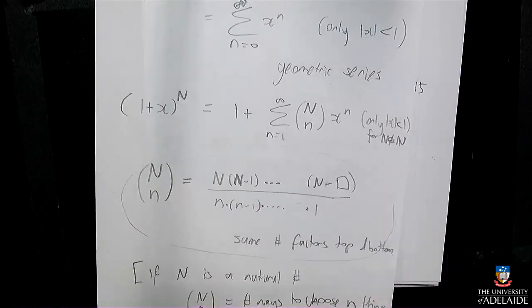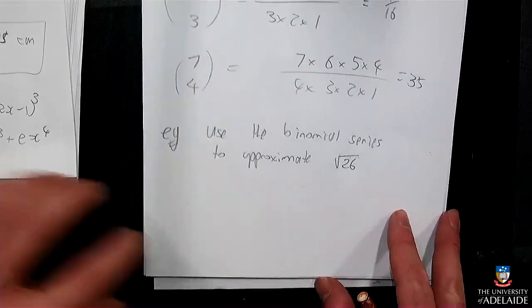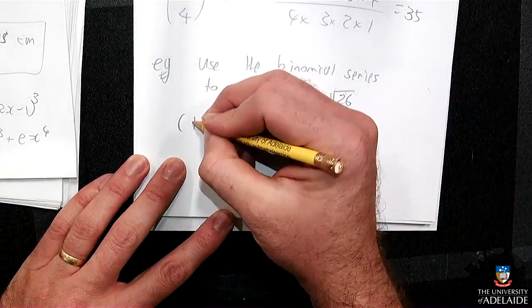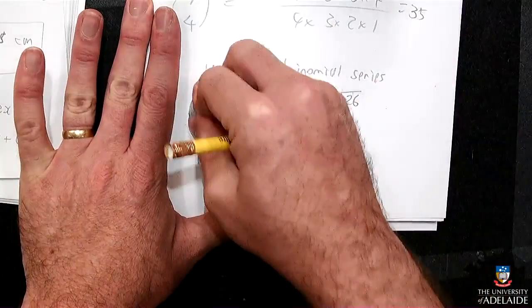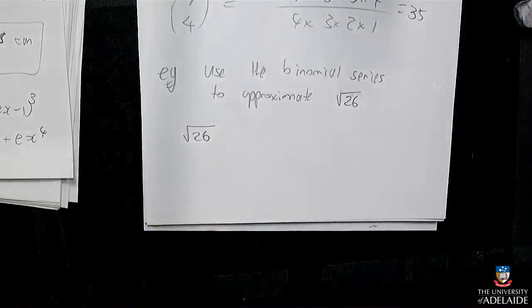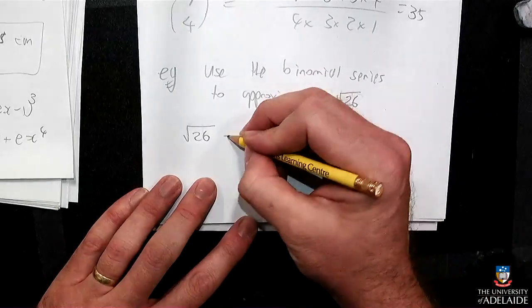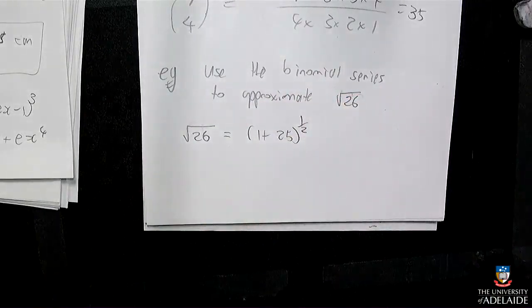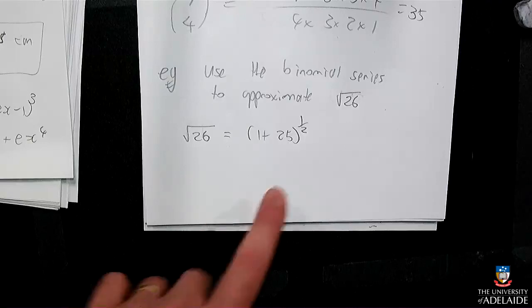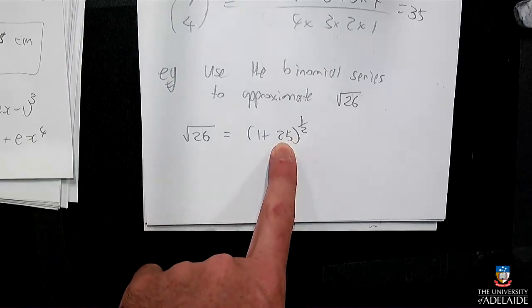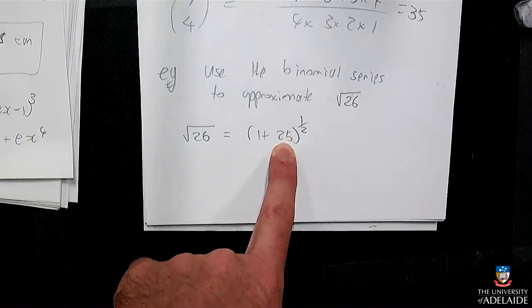So, here we go. The square root of 26 I would need to write somehow as 1 plus something to the power of something. And it's already the power of half. So I could think of it as 1 plus 25 to the power of half. That's 1 plus x to the half. That's great. Only the problem is that the binomial series, if you're not using a whole number power, will only work if this number is less than 1, which is not currently less than 1.